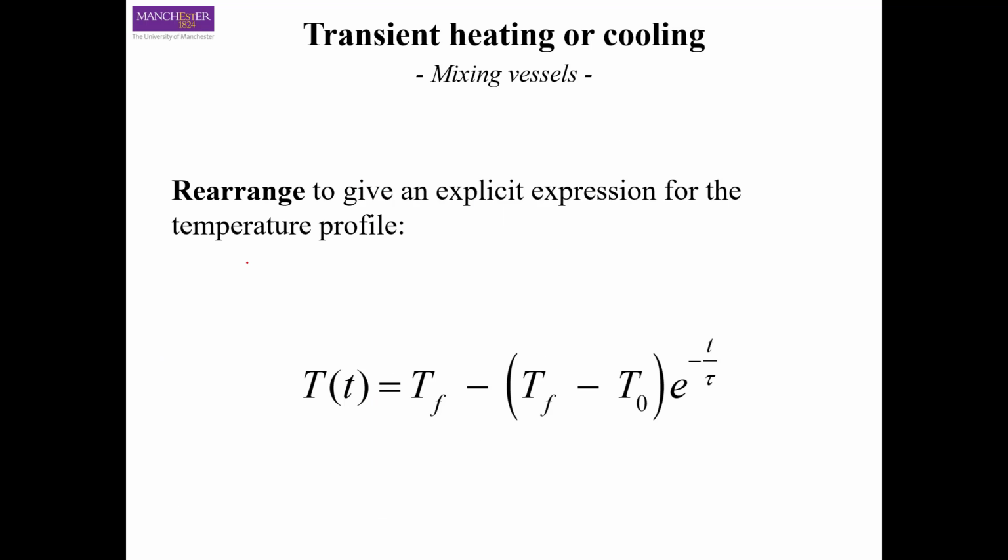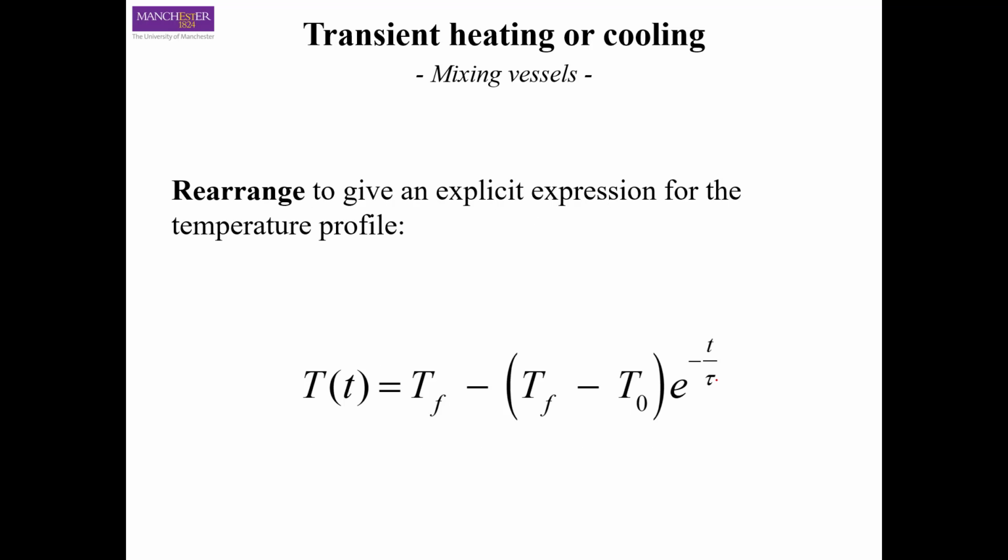So again, we can rearrange the equation in more explicit form. So we have now temperature as a function of time, equal to Tf, that is the heating fluid temperature, minus the temperature difference between the heating fluid and the initial temperature, times the exponential of time over tau, that is the time constant.